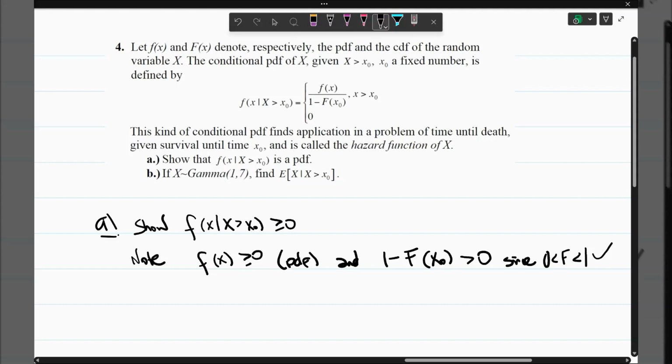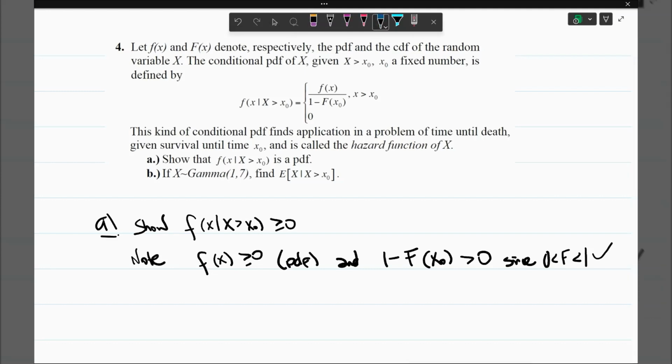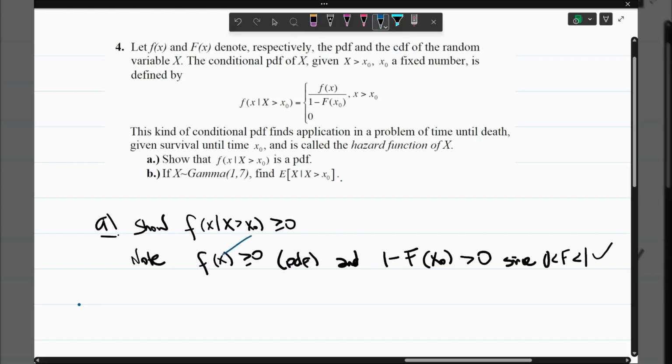Okay, so that shows that the entire quotient is non-negative. Let's take it from there and look at the next item, which is demonstrating that this thing integrates out to 1. The integral from x naught to infinity, which is the support of this thing, of f of x given x bigger than x naught dx is going to be the integral from x naught to infinity of f of x all over 1 minus F of x naught dx.